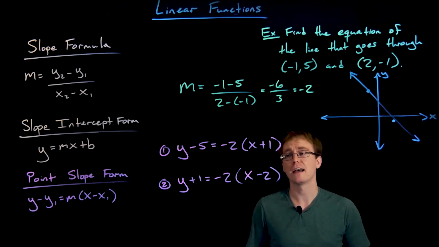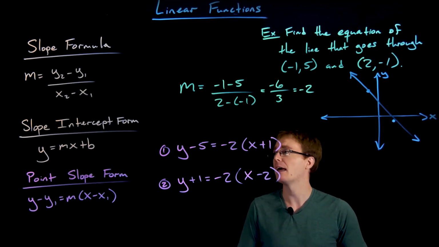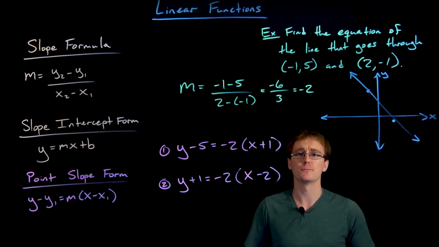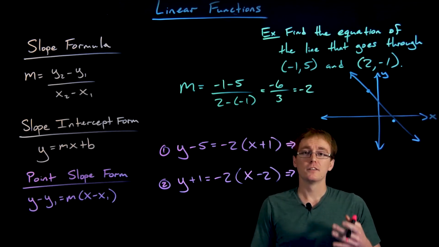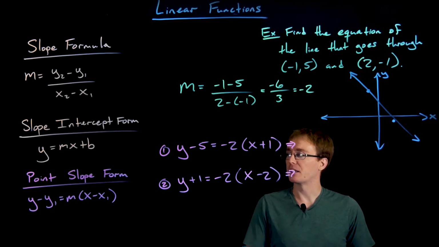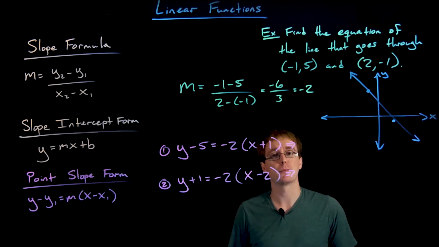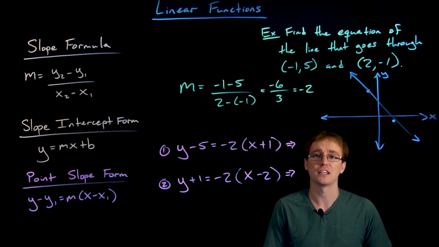One way to verify that is to actually simplify both of our point-slope form equations and put them into our slope-intercept form, which is the form we use most of the time, and we almost always want to write our linear functions in slope-intercept form. So as a quick little exercise, let's go ahead and convert all of our point-slope form equations to slope-intercept form equations. And in doing this, we'll see that they actually are the exact same equation.